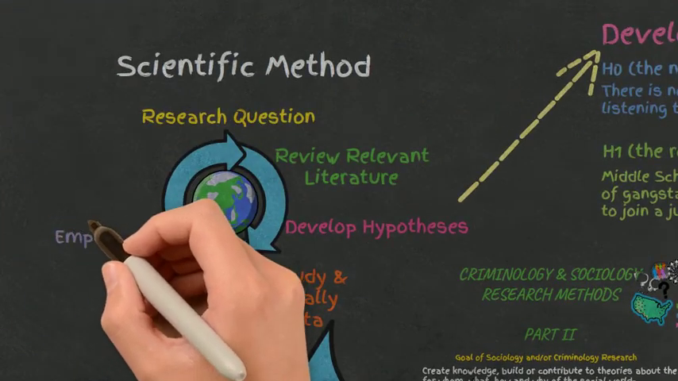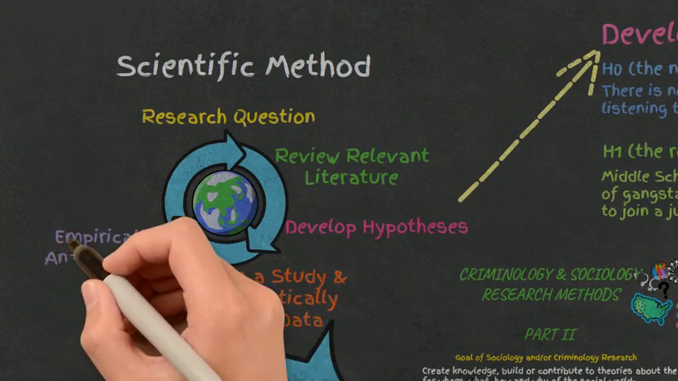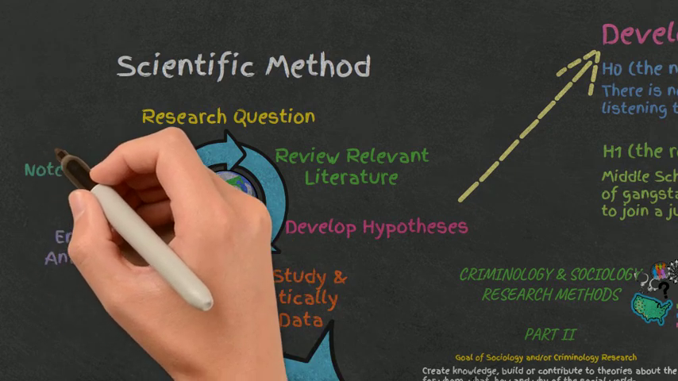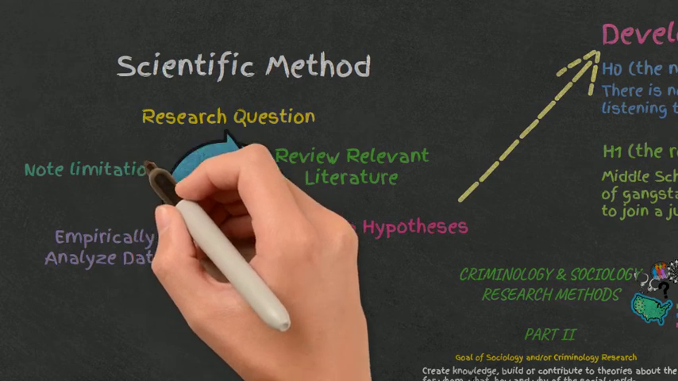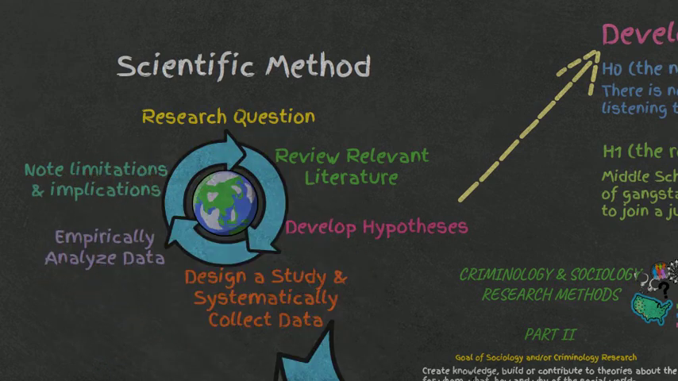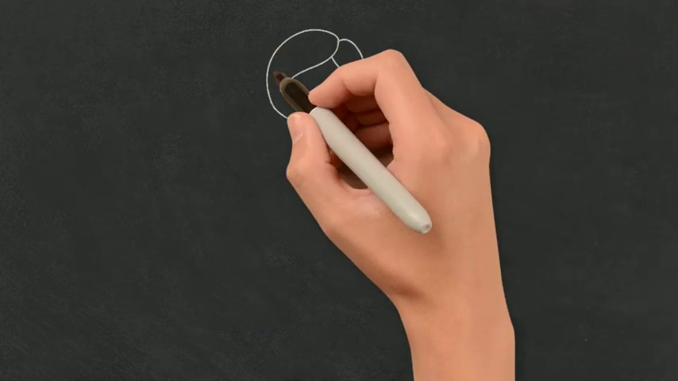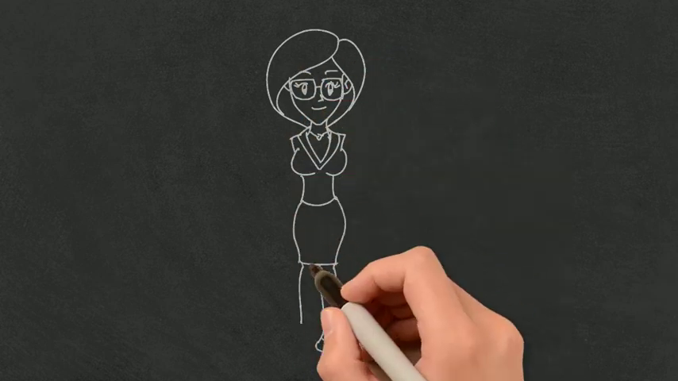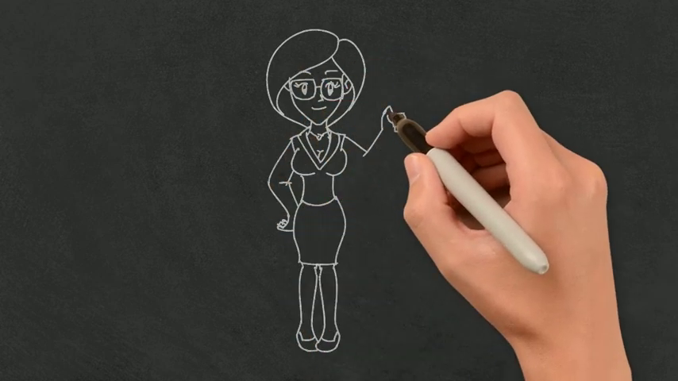Next steps of the scientific method are to empirically analyze your data. Then note the limitations of your work, how your work may apply to policy, programs, how it adds to our body of knowledge, and what questions you still have or the questions that arose as you were conducting your study. You will always have questions by the time you finish one study, which brings us back to step 1 of the scientific method. And so the circle continues.